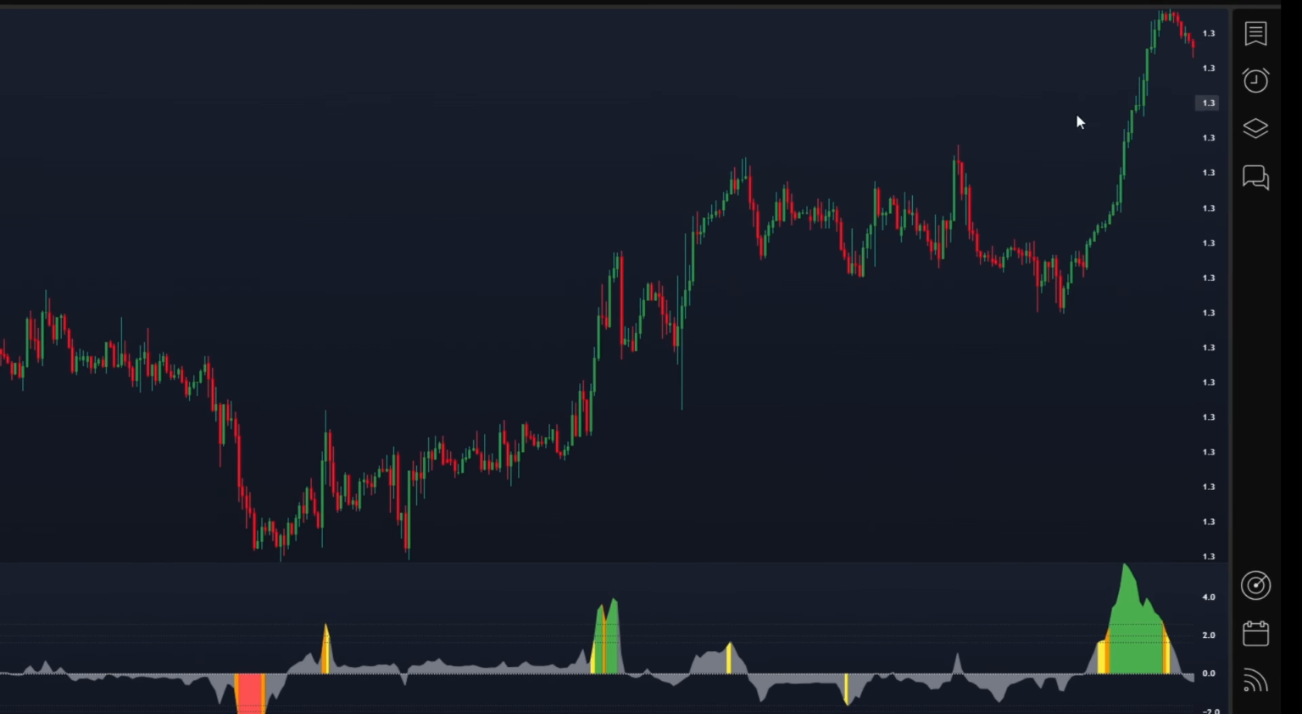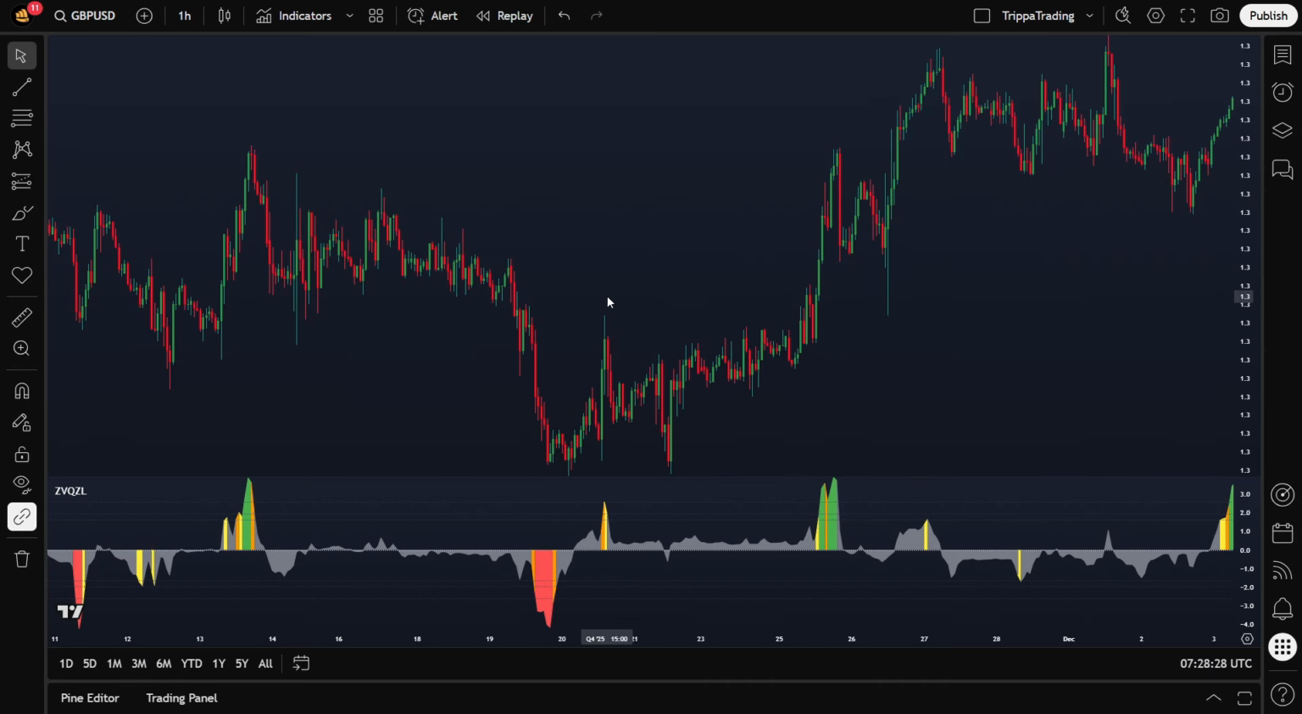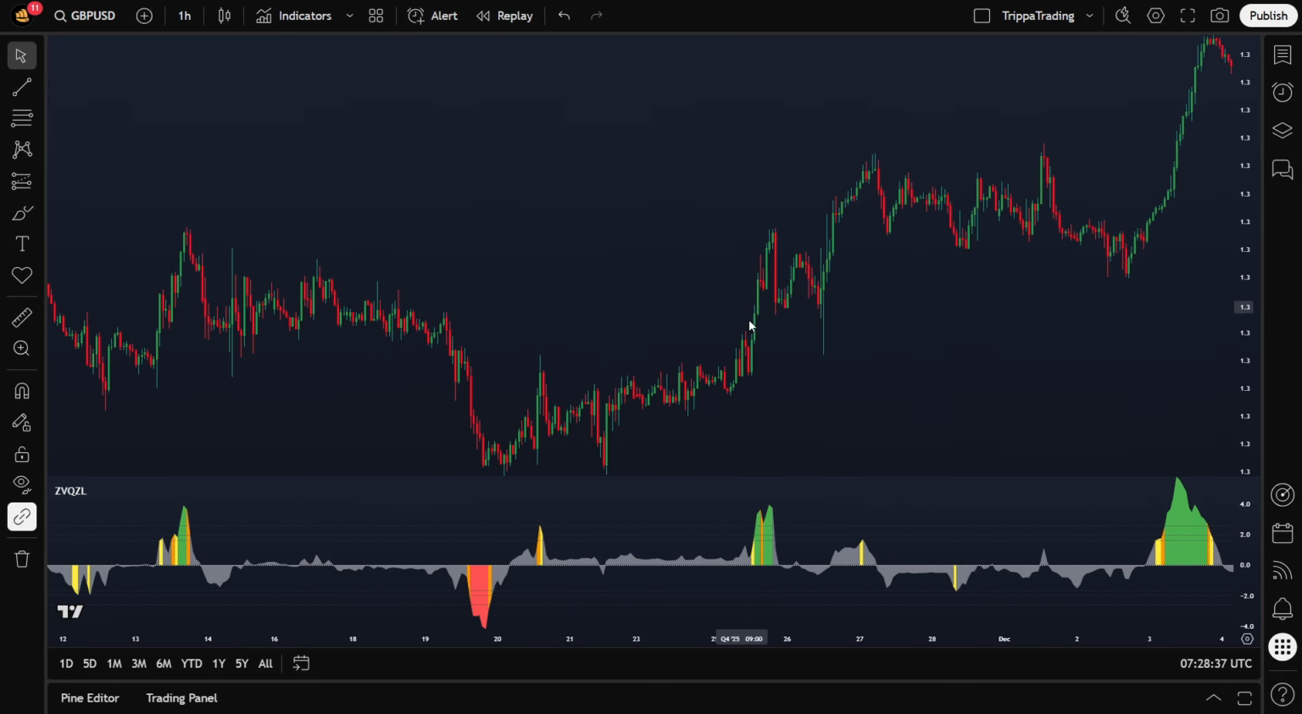But even though these colors are helpful, you should never enter trades based only on the histogram changing color, because you can still get false signals, especially during short pullbacks or inside ranges where volatility spikes but does not lead to a real move. That's why this indicator works best as a filter inside a proper entry strategy. So now let me show you how we use it correctly.